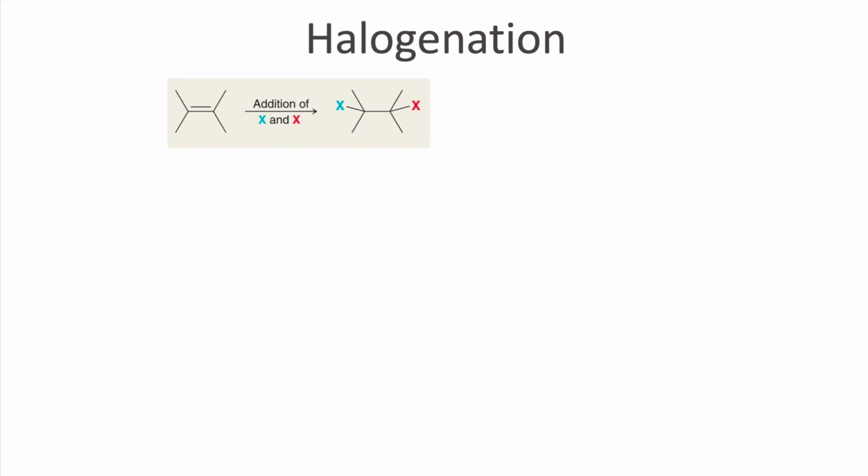Halogenation involves the addition of two halogens across the double bond. Now, the only halogens that are possible for this reaction are chlorine and bromine. If you try doing this with fluorine, it works too well. It releases too much energy, too much heat, so it is quite explosive and dangerous and not practical for the lab. On the flip side, if you try this with iodine, it is too inefficient of a reaction to get you any good products. So halogenation really is only for chlorine and bromine additions.